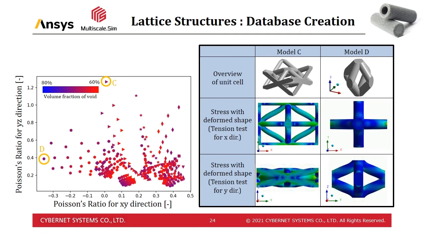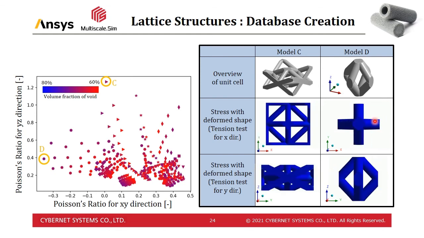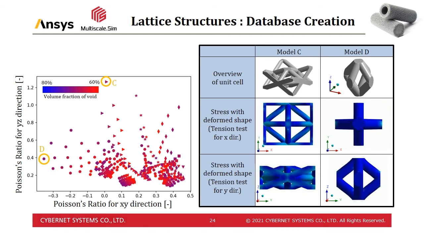Poisson's ratio at point D is also changing for the same reason. In this structure, despite doing a tensile test in the x direction, the model extends in the y direction as well. This means a negative Poisson's ratio. We need to prepare a large material database in order to make the best use of the characteristics of the lattice structure. These processes can be achieved efficiently by virtual material testing.